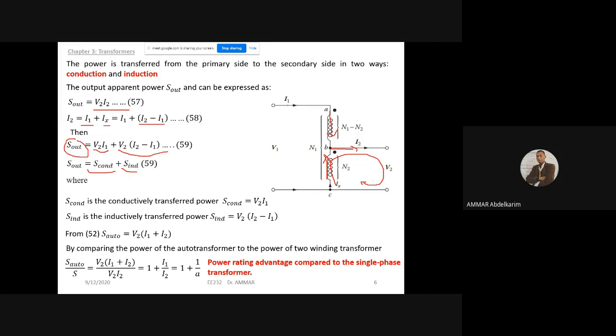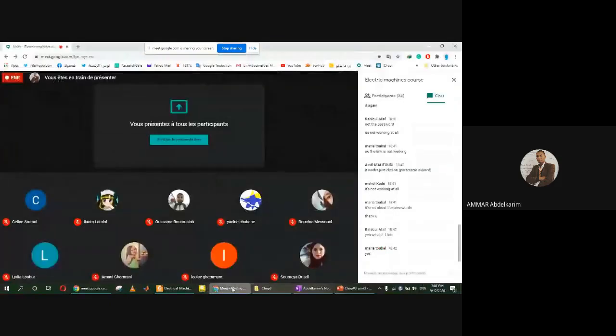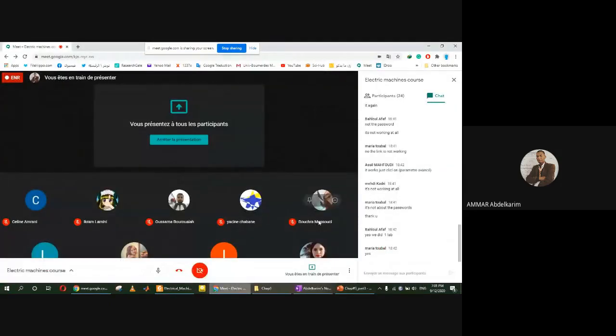So this is the apparent power of the conduction. Why? Because here the current I1 came directly from the primary to the secondary. But this current here has been created, has been induced. So this is the induction apparent power.